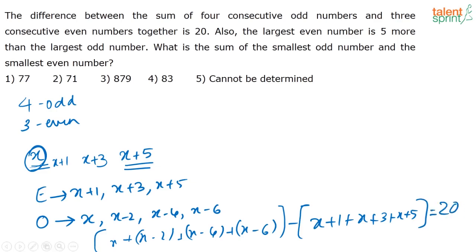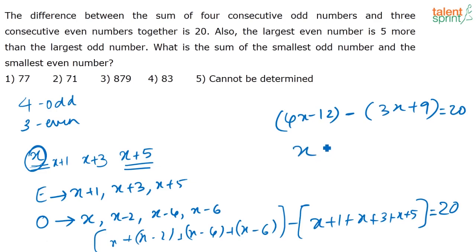So when you solve this, what do you get? You get x plus x minus, this is 4x minus 12, correct? So I'll just write it on top here. I get 4x minus 12 minus 3x minus 9, that is equal to 20, and you get x minus 21, correct? 4x minus 3x is x, so x minus 21 is equal to 20, or x is equal to, I get as 41.